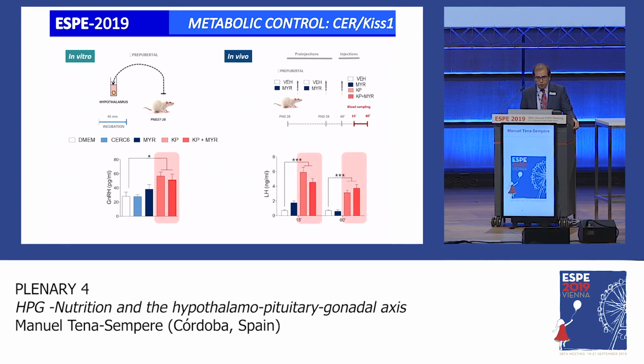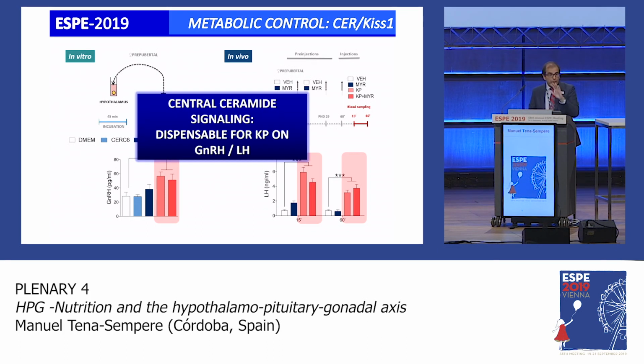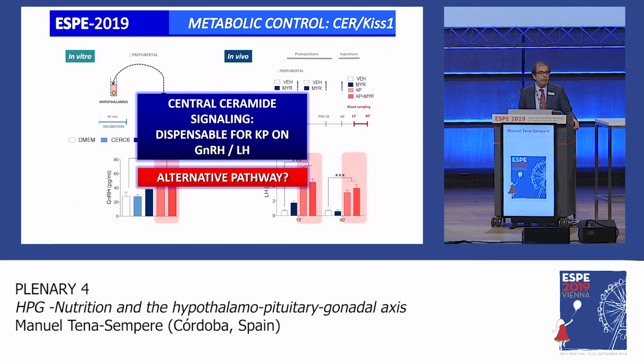And to make a long story short, we did in vitro and in vivo experiments in which we evaluated whether the stimulatory actions of kisspeptin, either on GnRH secretion in vitro or in vivo, using here LH as a surrogate marker, were affected by depletion of ceramides. And basically, we came to the conclusion that particularly on these outputs, ceramides are totally dispensable. In other words, there seems to be an alternative pathway whereby this interaction is taking place.